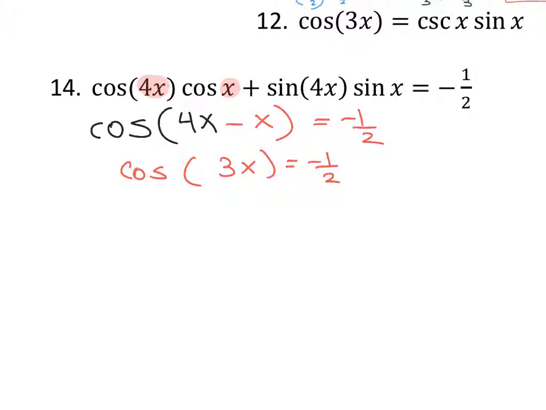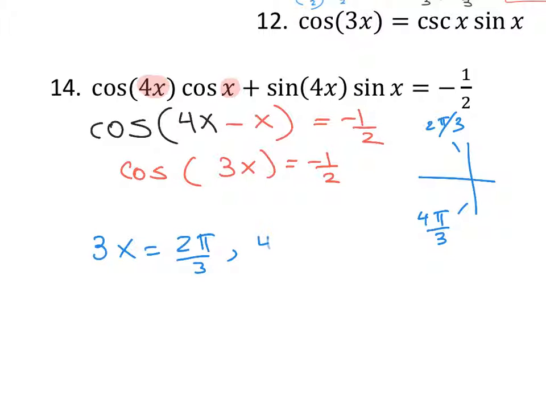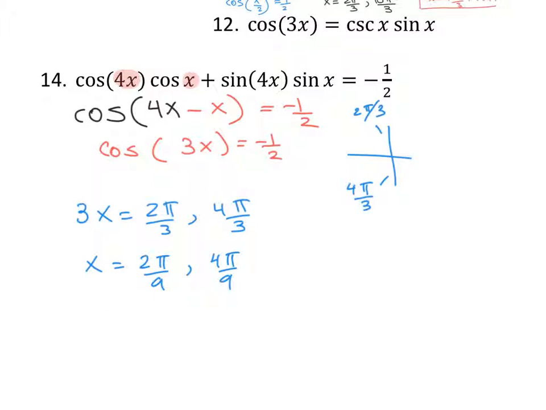Cosine is negative in quadrant 2 and 3, and that puts me at angle 2 pi over 3 and angle 4 pi over 3. So that means that 3x can either be equal to 2 pi over 3 or 4 pi over 3. Now I need to get x by itself, so I need to divide by 3, and that will give me 2 pi over 9 and 4 pi over 9. Now since these two angles are not diagonal, I have to mention both of them, and I need to find my new period, so I would write the final solution over all real numbers.